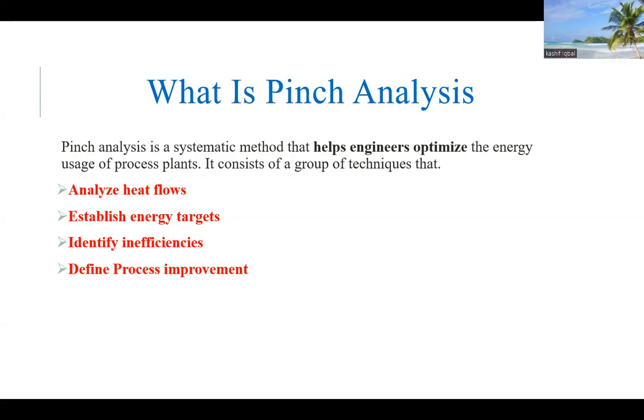This is very important because if we set our targets, then we can identify the inefficiencies within the plant. So thirdly, when we set the targets, we identify the inefficiencies based on the targets. And finally, when we identify the inefficiencies, we define the process improvements. These inefficiencies could be bad insulation in the system, energy leakage, and many other things like this.